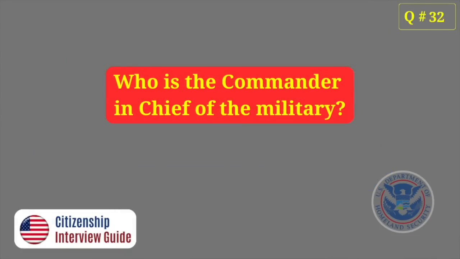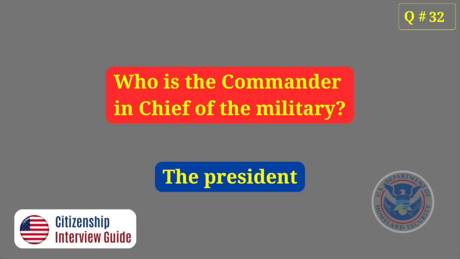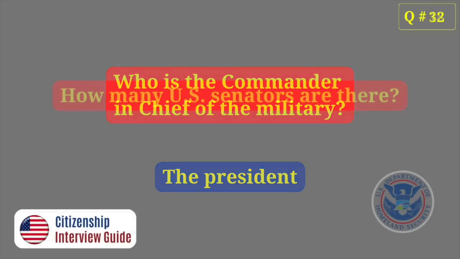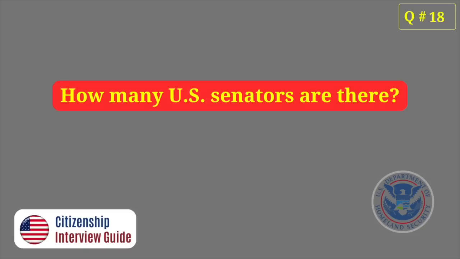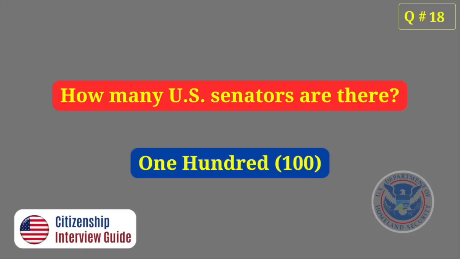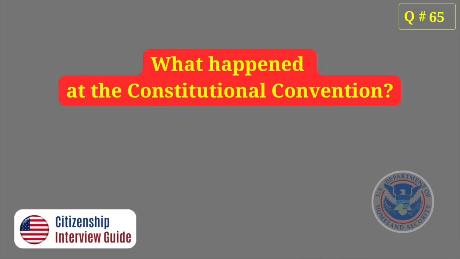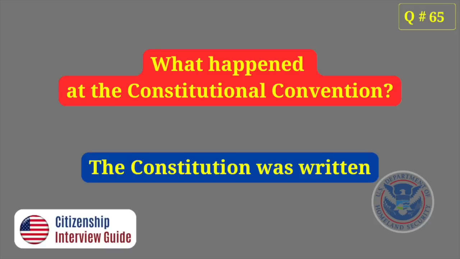Who is the Commander-in-Chief of the military? The President. How many U.S. senators are there? 100. What happened at the Constitutional Convention? The Constitution was written.